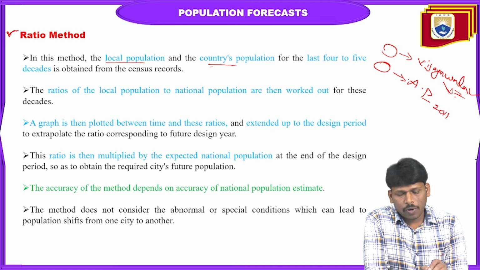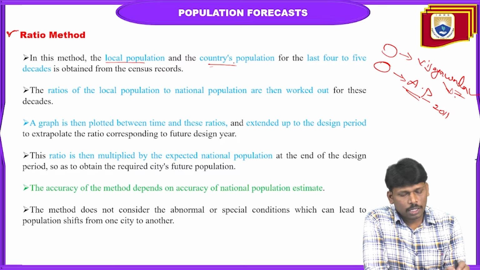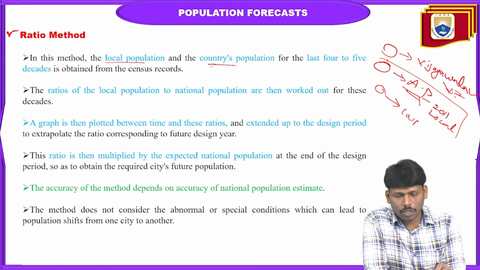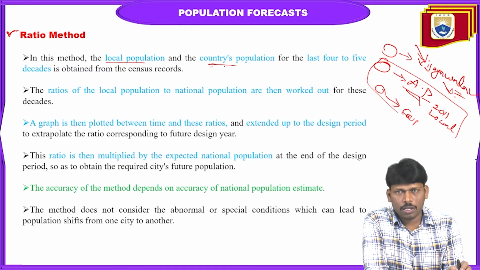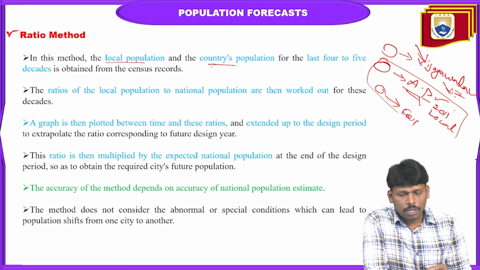For example, if you want to apply this ratio method for Andhra Pradesh, then you can consider Andhra Pradesh as the local population, and the other one is called the country population. So if you want to do it at a minor level, you can go this way. If you want to do it at a major level, you can go this way. Here we are estimating the population for Vijayawada, and if you consider the country in this ratio method, then we are calculating the population for Andhra Pradesh.